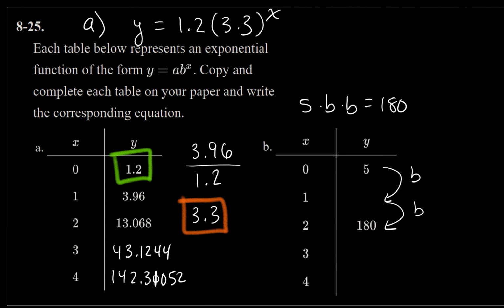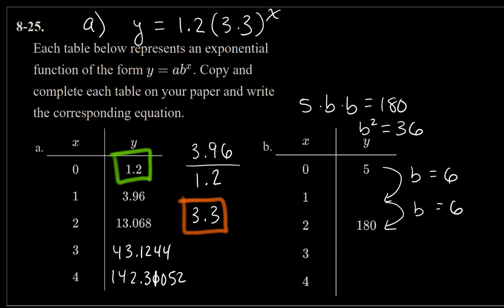So I'm going to take my 180 and divide that by 5, and I get 36. Oh, that's cool. It's easier than it needed to be. On the left-hand side I'm going to write b squared, and on the right-hand side, 36. Well, if b squared is 36, I know what b is. b is the number 6. So my multiplier is 6.